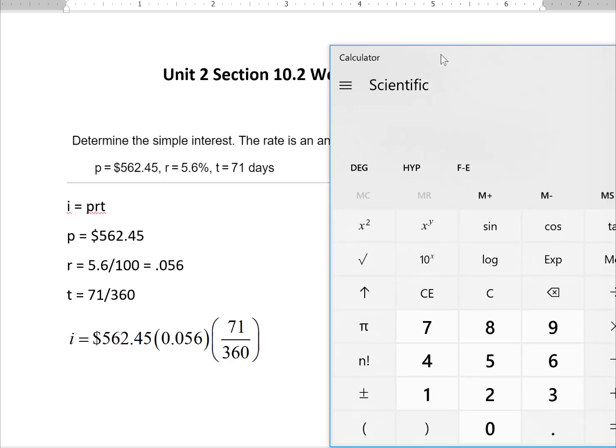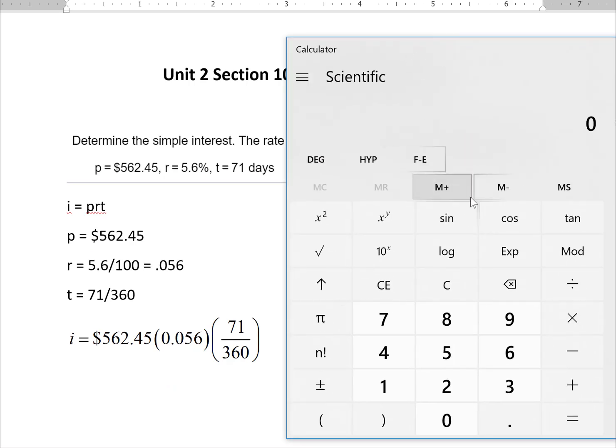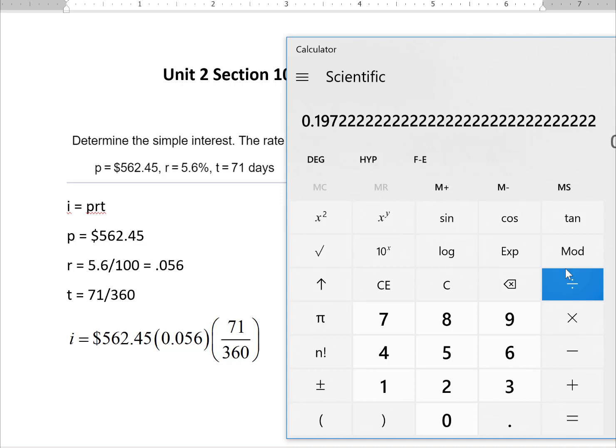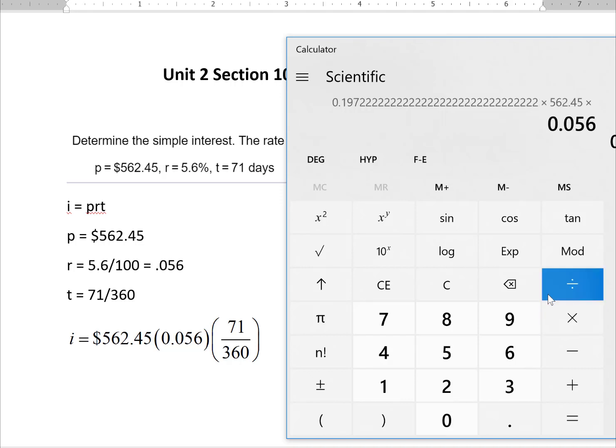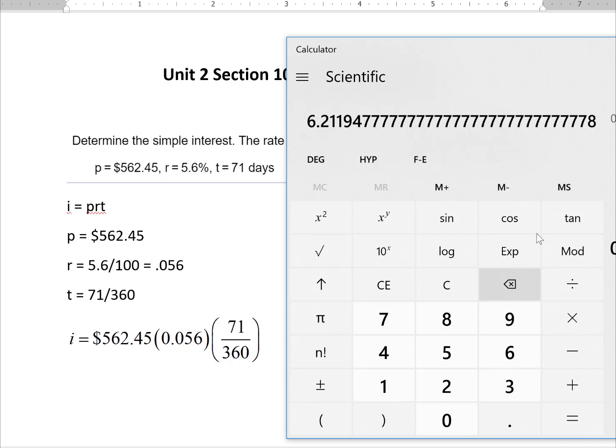So in my calculator, I'm going to start with the fractional part first. I'm going to take the 71 and divide by the 360. And then I'm going to multiply by the principal, 562.45, and then multiply by the interest rate. And so I come up with $6.21 is the interest.